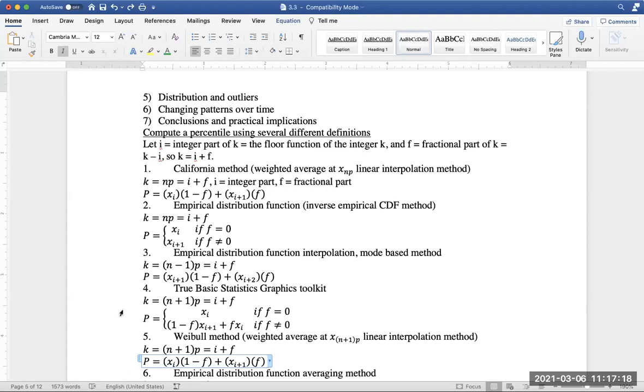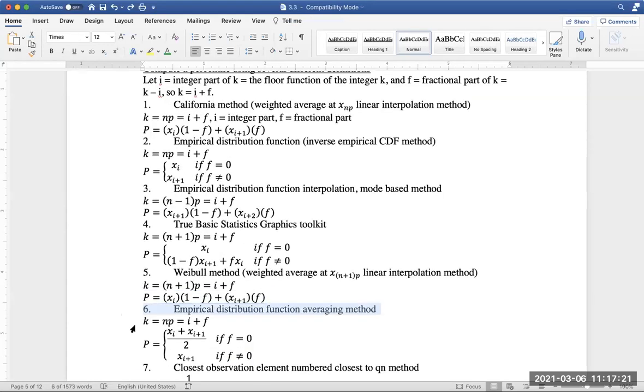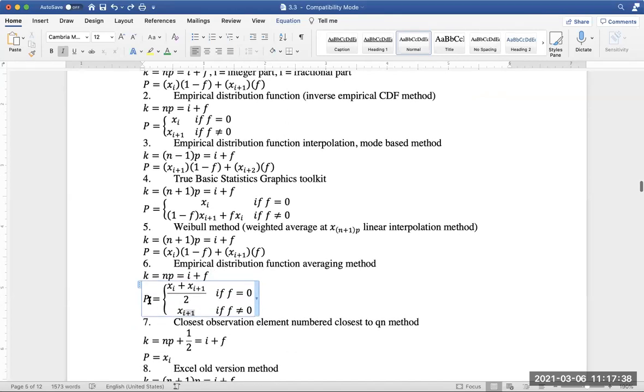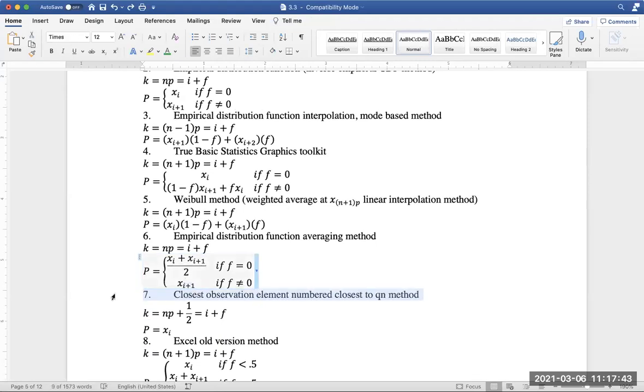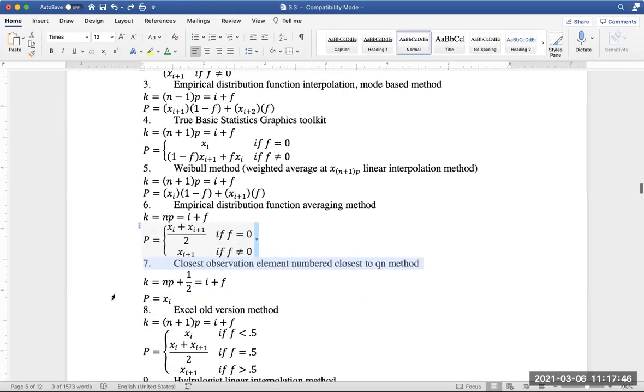The empirical distribution function averaging method. Let k equal np. Then the percentile is x of I plus x of I plus 1 over 2 if f is 0. Otherwise, it is equal to x of I plus 1 if f is not 0. The closest observation method, element number closest to Qn. Let k equal np plus a half, then the percentile is just equal to x of I.